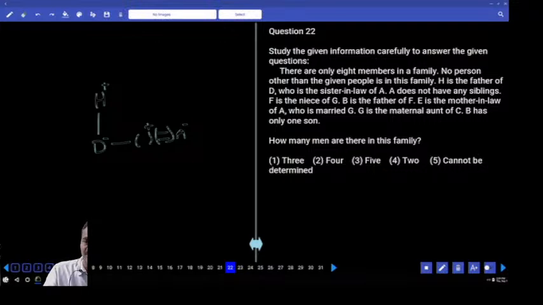F is the niece of G. And B is the father of F. B is the father of whom? B is the father of F. And F is the niece of whom? F is the niece of G.